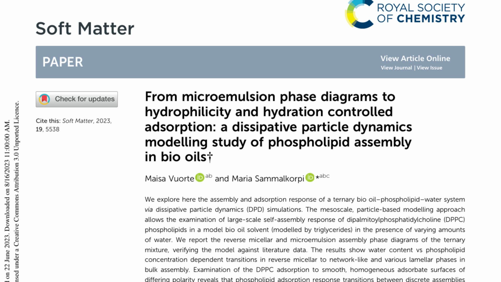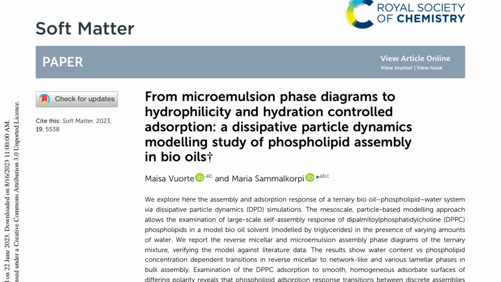The authors emphasize that their model for phospholipid assembly in apolar solvents is capable of accurately predicting the assembly response and morphology changes of phospholipids in bio-oils, enabling the tuning of lipid-based microemulsion systems and their adsorption.